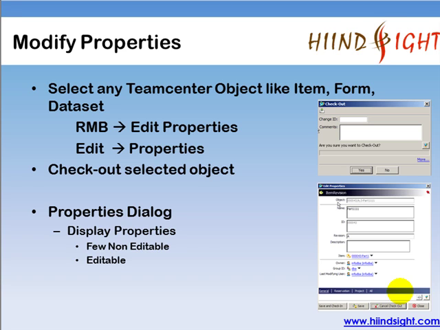These non-editable properties are usually system specific properties which are populated by the system and should not be modified by any user. For example, owning user, last modified date and few more. Once you change property values, you can save and check in to commit the changes.